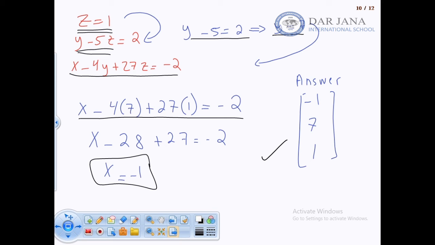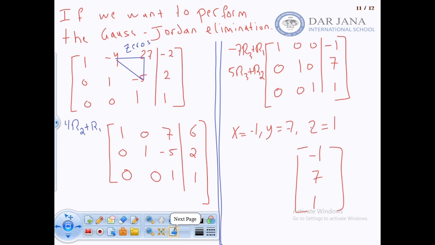What if I continue and change the matrix to reduced row echelon form using the Gauss-Jordan elimination? If you want to perform the Gauss-Jordan elimination, we need to continue. We stopped here. I need to change this triangle here to zeros because in the Gauss-Jordan elimination, the leading coefficient should be 1 and the numbers below it should be 0.